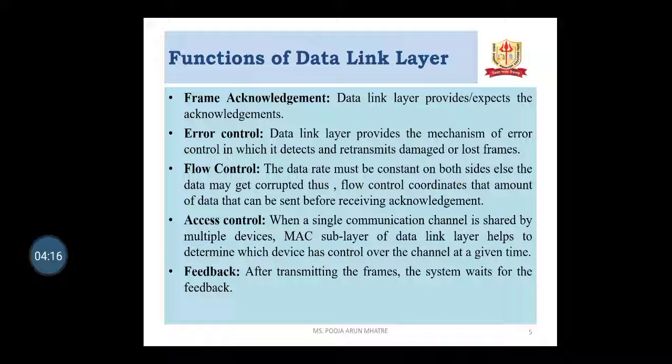Access control. When a single communication channel is shared by multiple devices, the MAC sublayer of the data link layer helps to determine which device has control over the channel at a given time. That means when a single communication channel is used by multiple devices, the MAC sublayer gives control over the channel for that time. And feedback: after transmitting a frame, the system waits for the feedback. After feedback, it sends another frame.